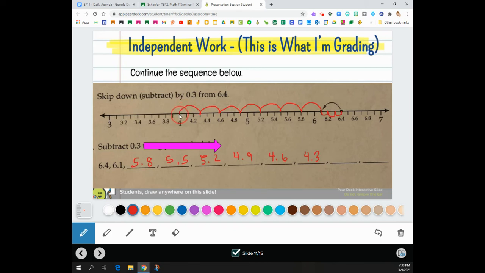One more time is going to land me exactly at 4. And then I'm going to be down into the 3s. So this one hits in between 3.6 and 3.8. That's 3.7. Okay, so subtraction means you're going to jump to the left instead of to the right.